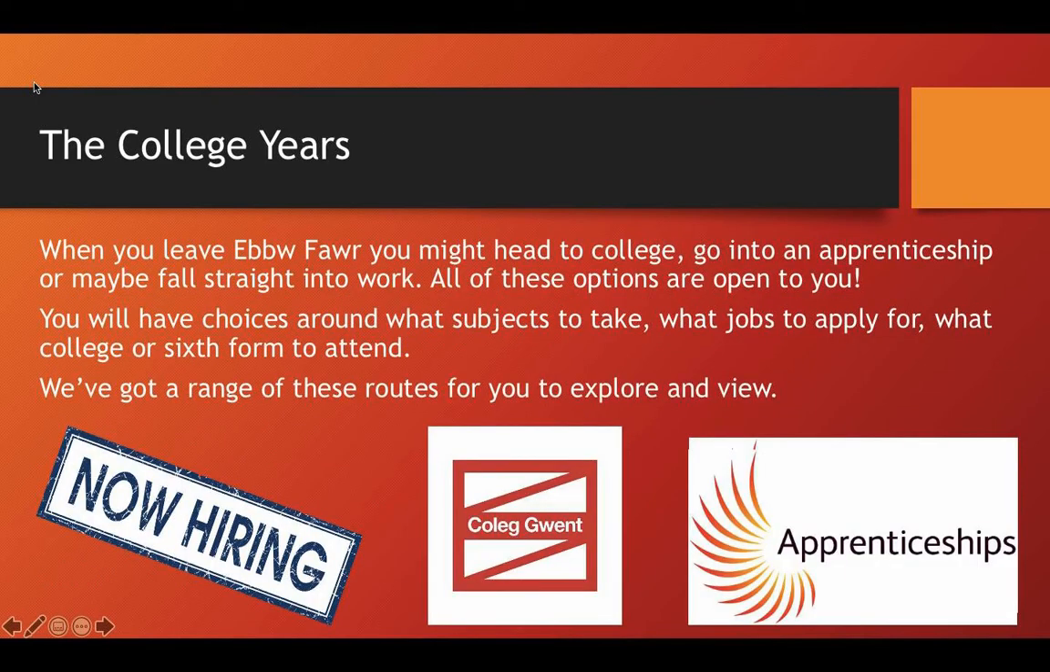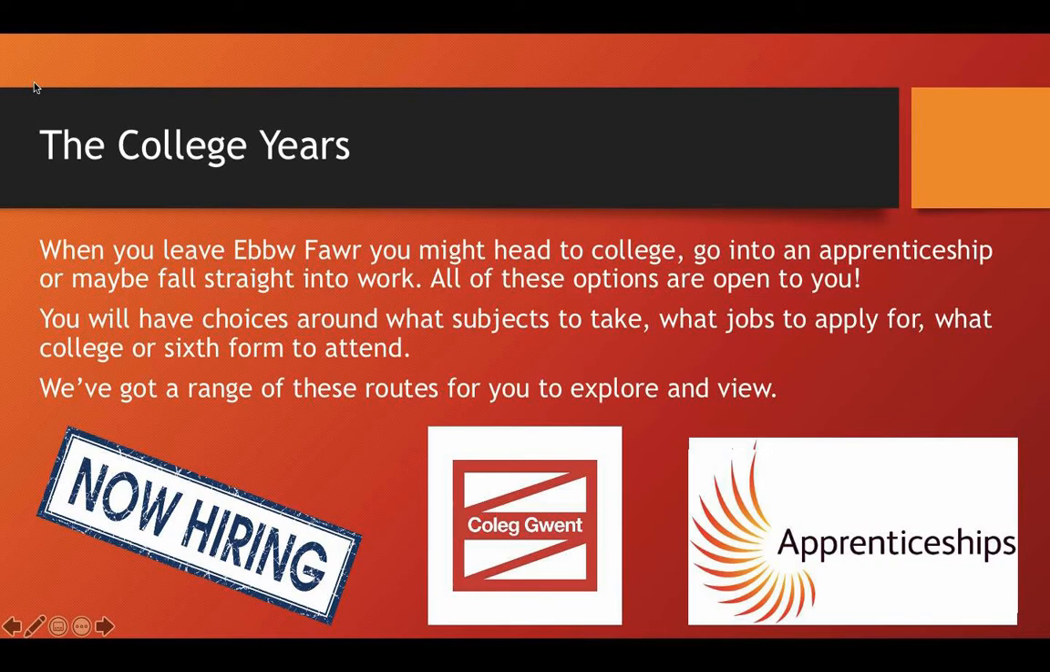Okay, so we're focusing first on a range of different options. It's the college years. Now, college doesn't always mean you'll go to college. It could be that you'll get a job, maybe an apprenticeship, or it might be that you go to a sixth form or the college. So when you leave Eberval, all those options are open to you. You'll have choices around what subjects to take, what jobs to apply for, what college or sixth form to attend. And we've got a range of these routes for you to explore.